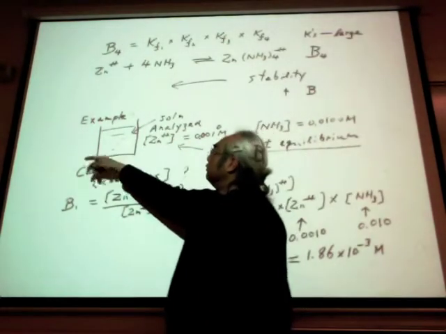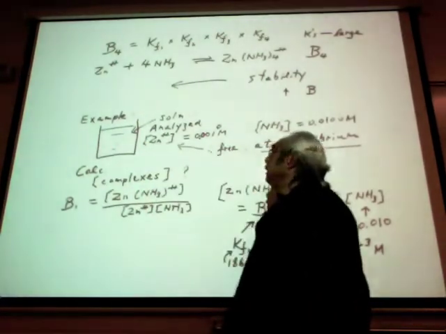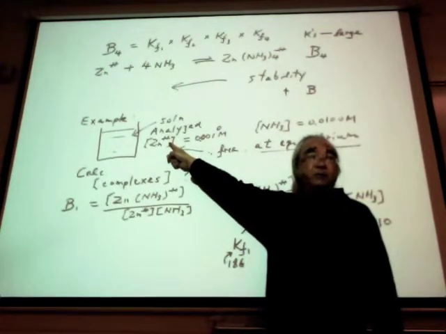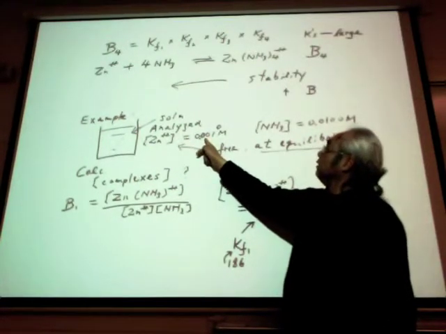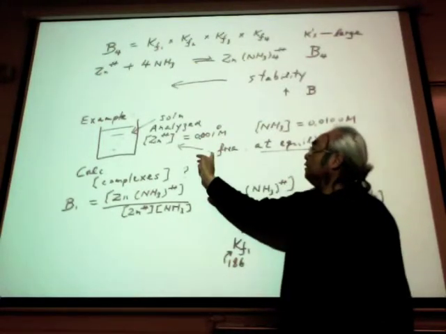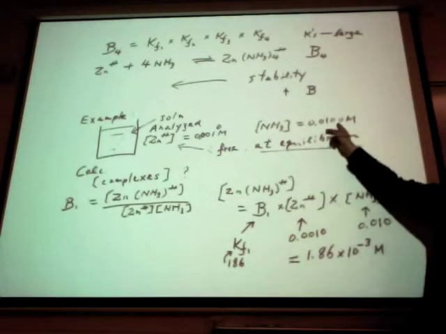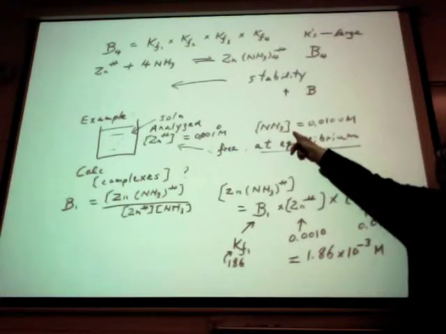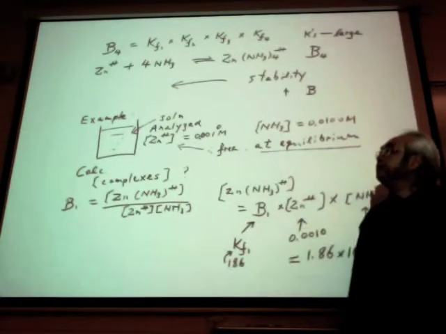Okay, so you can use an analytical instrument to determine the free quantity of that. So at equilibrium, you analyze a mixture, and you know the free concentration of zinc is 0.0010 molar. So this is free at equilibrium. You are also able to tell the free quantity of ammonia to be of this concentration. So these two are at equilibrium.